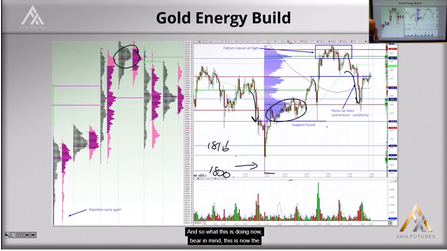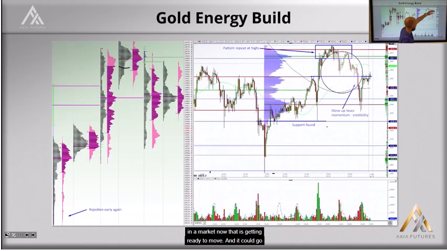And so what this is doing now, bearing in mind this is now the third week of consolidation, we're building energy up. You're in a market now that is getting ready to move, and it could go either way. Remember, this is now consolidating over a couple of weeks. It could go either way from here, and you know what you're looking for. You now know that we're looking for it to get up into these ranges and trend on. We don't want to see a quick move and then it just stabilize sideways. You want to see it drive through these areas if you're going to see a change.